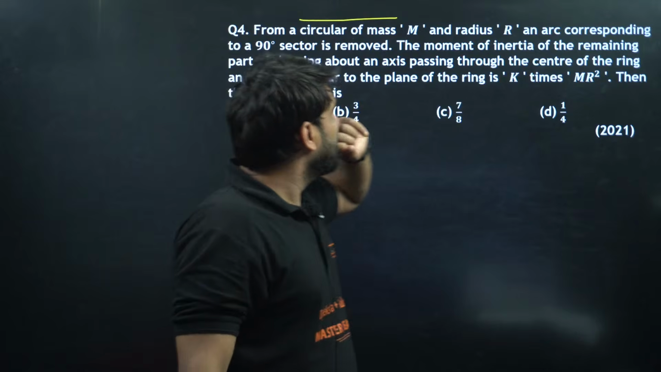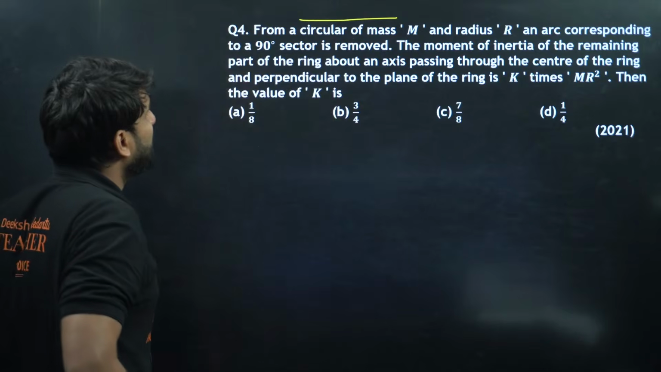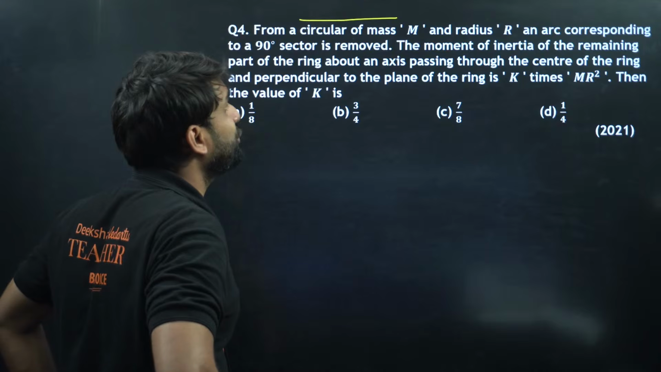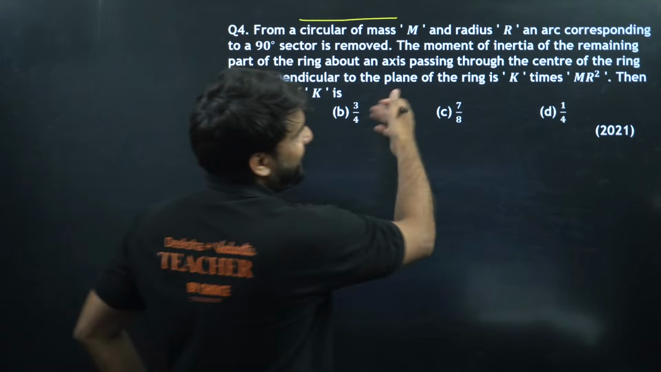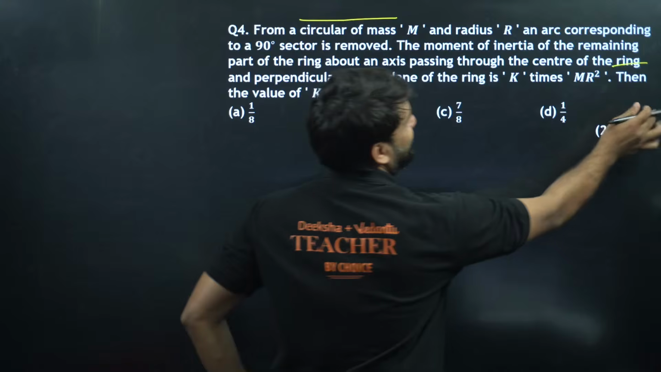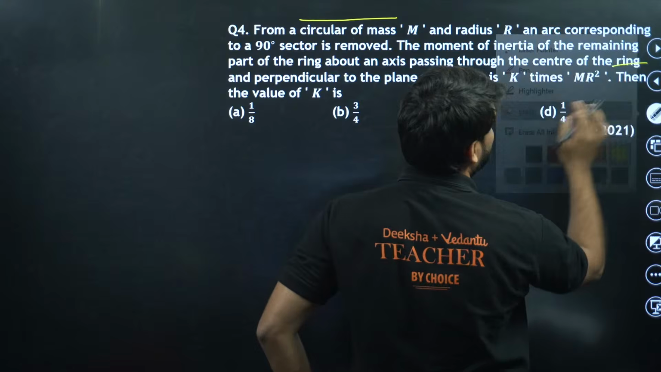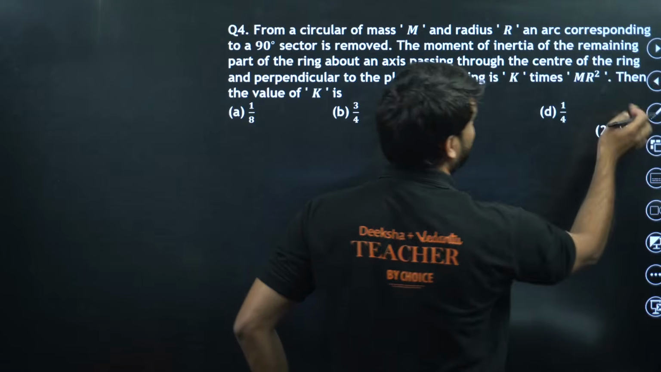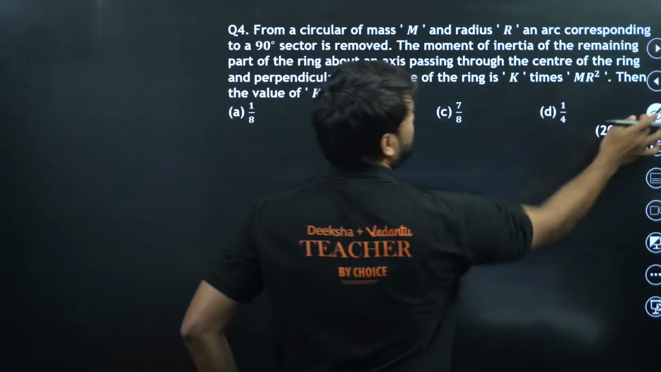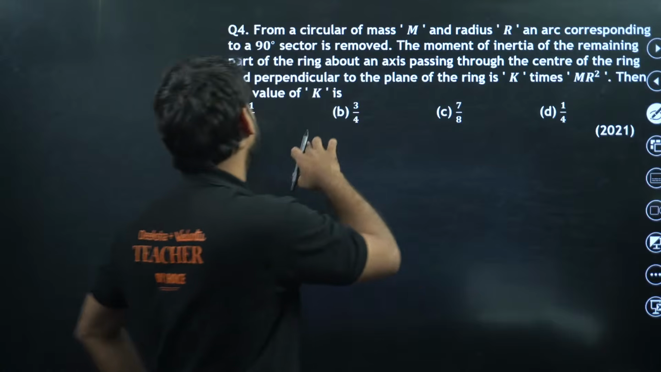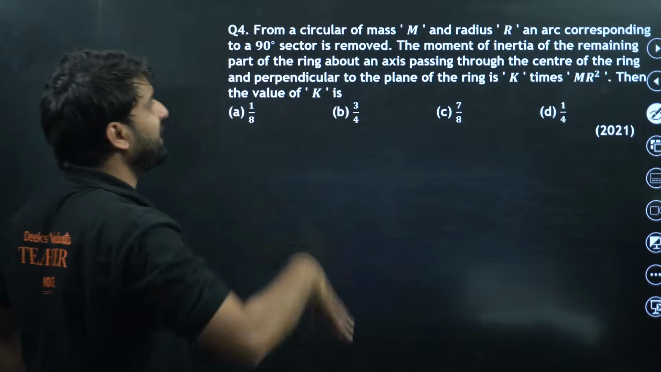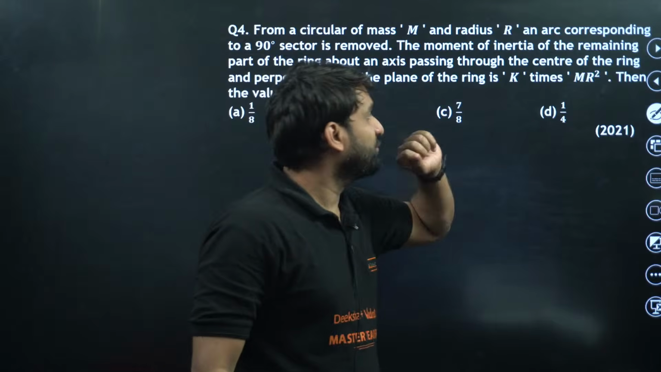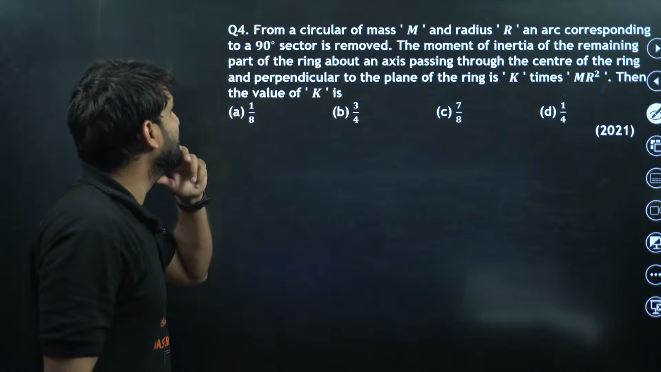The moment of inertia of the remaining part of the ring about an axis passing through the center of the ring and perpendicular to the plane of the ring is k times mr square. They have mentioned ring here, and as per my assumption, this is correct. So I also told you ring, so ring is coming here. Then the value of k will be what?